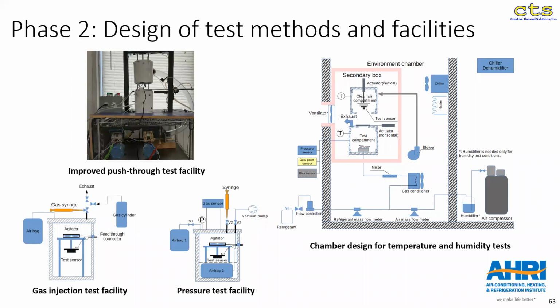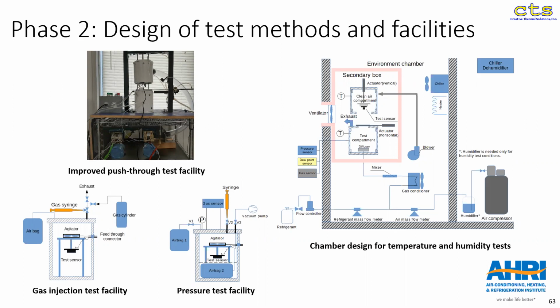Then the facilities that we use: we have here a refined and improved version of what we call the push-through facility, basically that got automated. You see now on the top here, that white cylinder is the zero air chamber. And then once the time is right, it automatically transfers the sensor down into the test chamber that has the actual test gas concentration. We, in addition, made some additional facilities here for the gas injection tests.